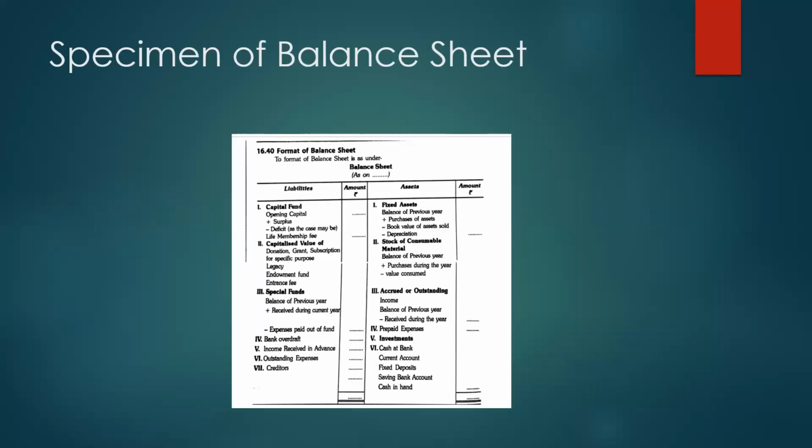A balance sheet is a statement that outlines the financial position of an enterprise. It is used to determine the financial position. It is necessary for the balance sheet to show the enterprise's assets and liabilities based on their characteristics. Here the assets are of different types: fixed assets, stock of consumable material, accrued or outstanding expenses, previous prepaid expenses, investment, and the liabilities are classified as capital fund, capitalized value, special funds, bank overdraft, income received in advance, outstanding expenses, and the creditors.